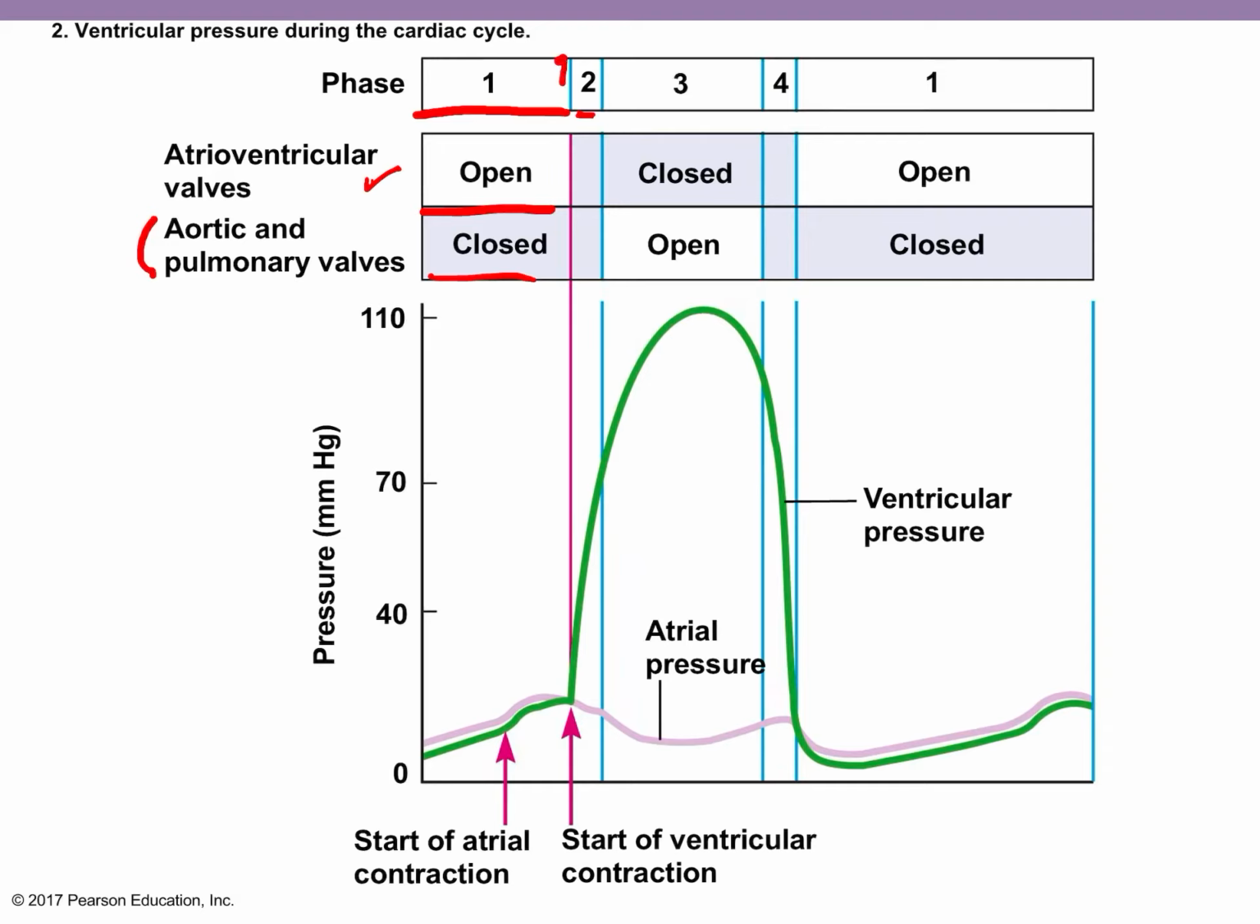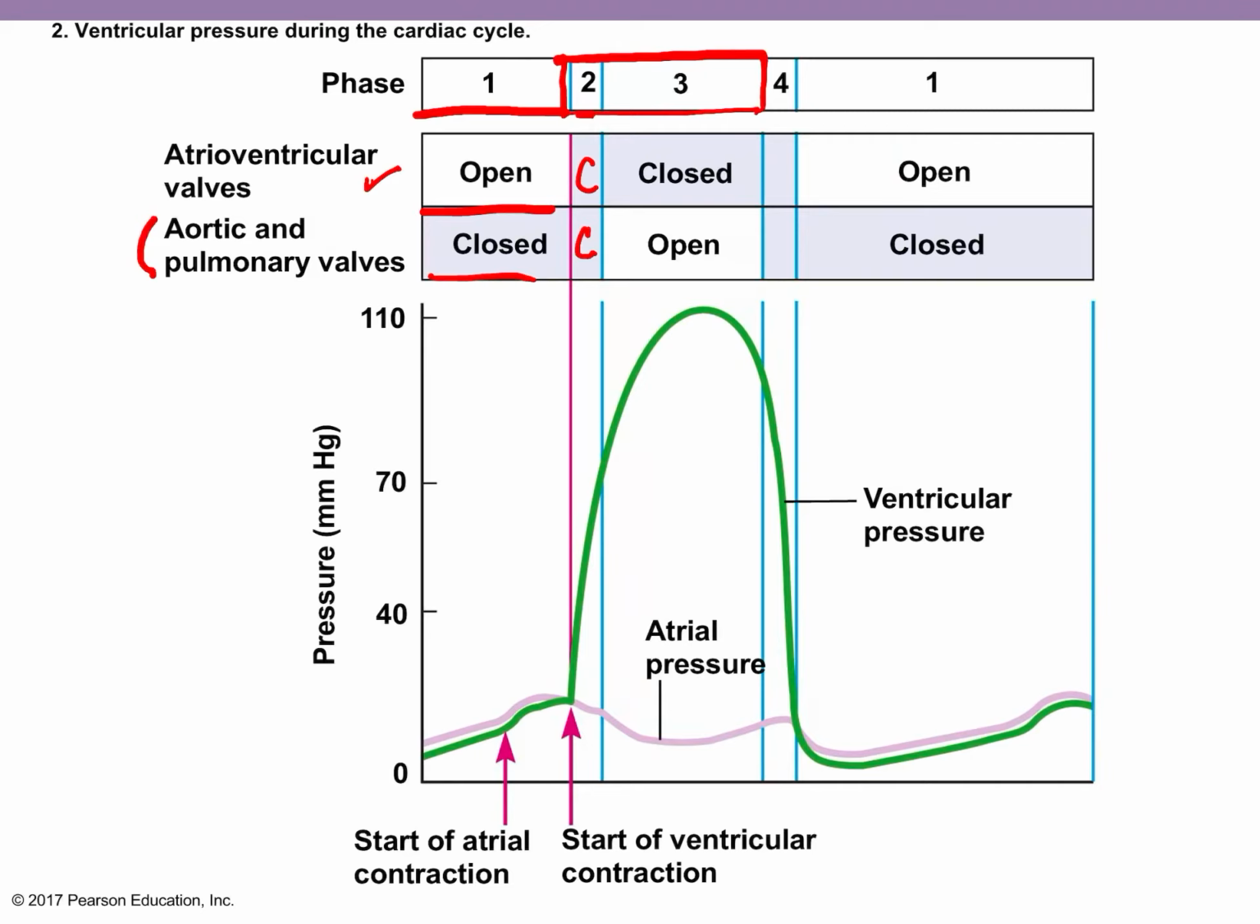Number 2, this is where we begin systole. Okay, so 2 and 3, ventricular systole. We're not forceful enough to actually push through those AV valves. I'm sorry, the semilunar valves. So the semilunar valves are still closed, but it's enough to close those AV valves. So the AV valves are also closed.